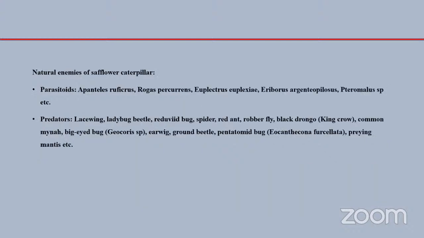Then natural enemies. Here, Apanteles, Rogas, then Euplectrus, Eriborus, Pteromalus are known to occur in the field of this safflower, and they are known to parasitize this safflower caterpillar. Then predators that are known to attack or prey on this safflower caterpillar are lacewing, ladybug beetle, then spider, red weed bug, red ant, robber fly, black drongo, then common myna, big-eyed bug, earwig, then ground beetle, pentatomid bug, praying mantis. Almost most of the predators are known to prey on this pest.